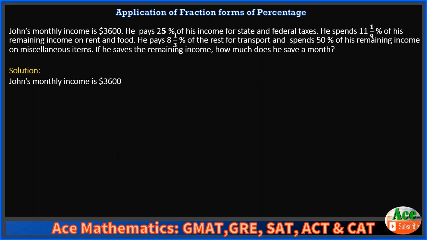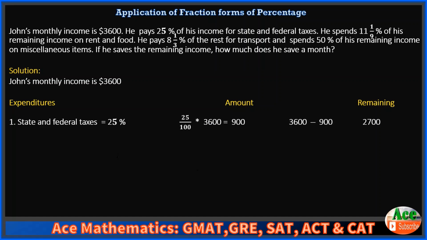Solution. John's monthly income is $3,600. Expenditures. Amount. Remaining. 1. State and federal taxes equals 25%. It means he spends 25 by 100 multiplied by 3,600. That is 900 on state and federal taxes. The balance is 3,600 minus 900, that is 2,700.